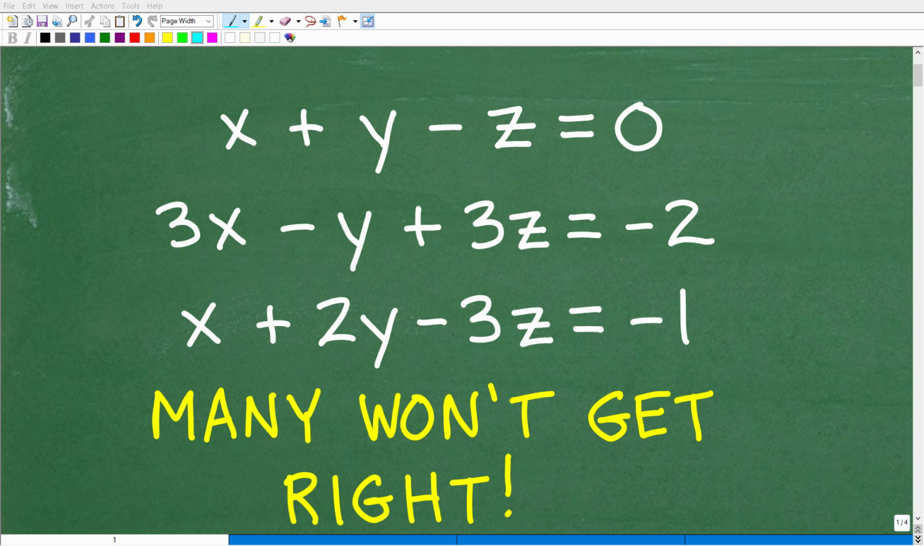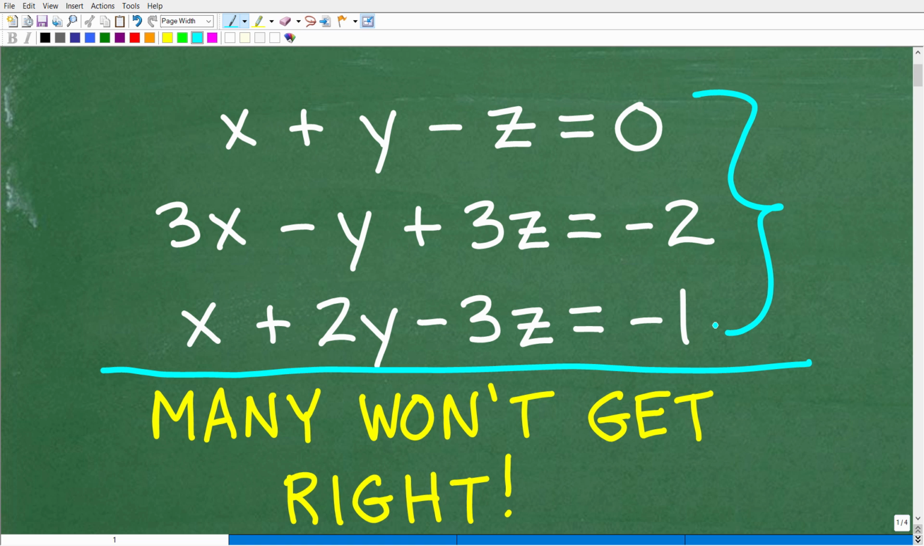Okay, so let's see if you have the algebra skills to solve this problem. And what is this problem? Well, this is a three variable linear system. And a lot of people are not going to be able to get this right because they haven't mastered how to solve a two variable linear system.